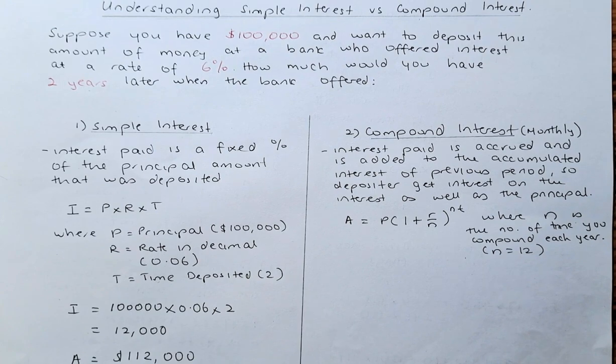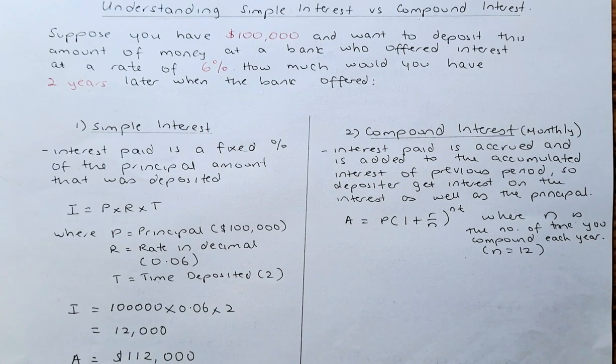The principal is the amount of money you deposit in a bank. Rate is the amount, but it must be in decimal. So for example, in our case, 6% is actually 0.06, and time is the time deposited. So in our case, it's 2.